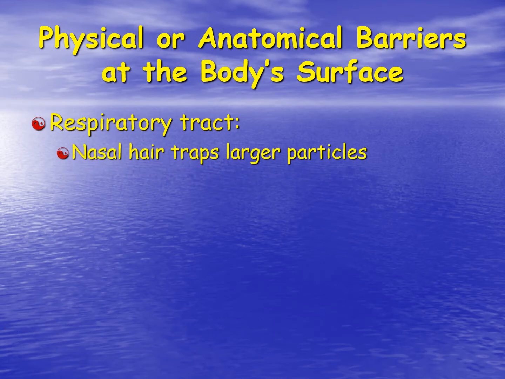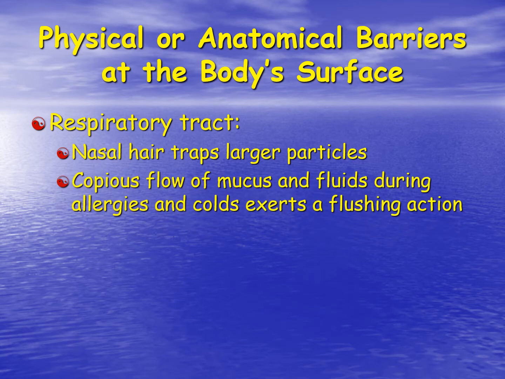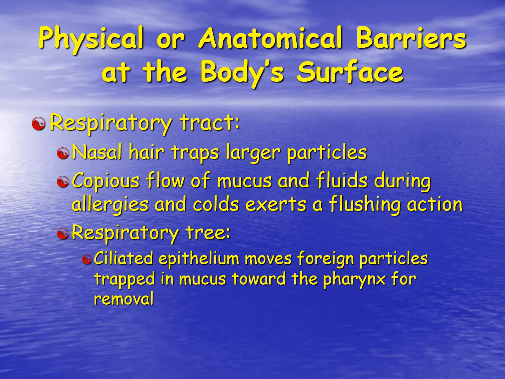In the respiratory tract, the nasal hairs within the sinuses will trap large particles. Copious flows of mucus and other fluids during allergies or colds actually exert what we call a flushing action. And in fact, this flushing action of any body secretion is called mechanical clearance from the body. The respiratory tree, or tracheobronchial tree, is lined by ciliated pseudostratified epithelium that moves foreign particles trapped in the mucus layer towards the pharynx, where we either swallow them or we spit them out.